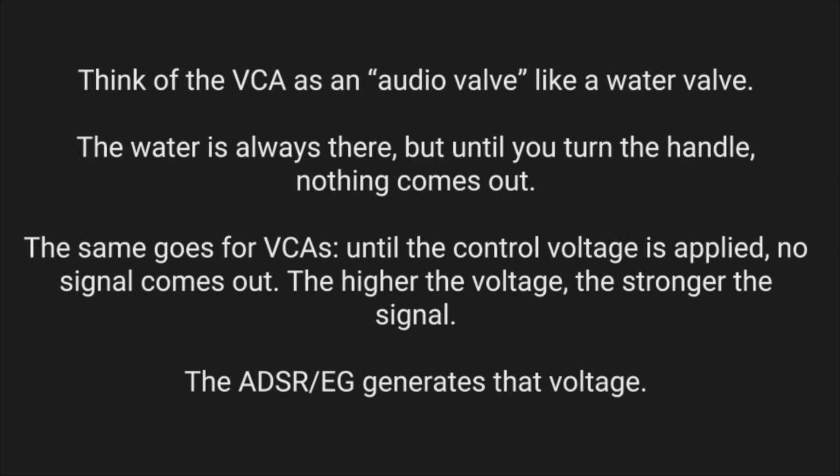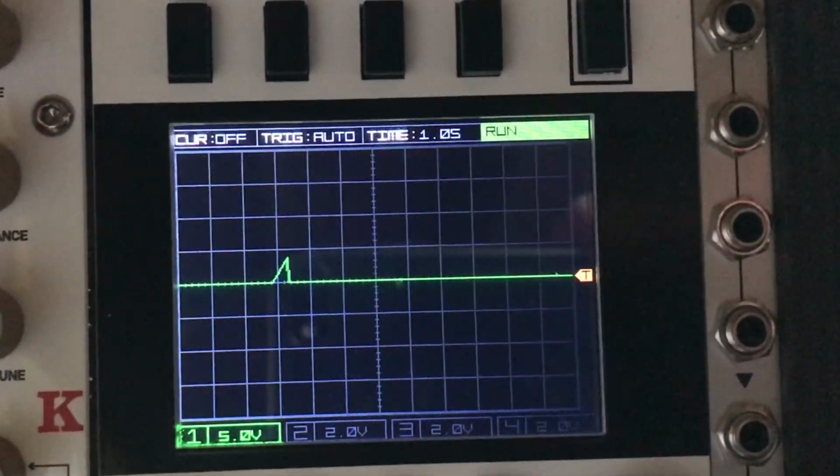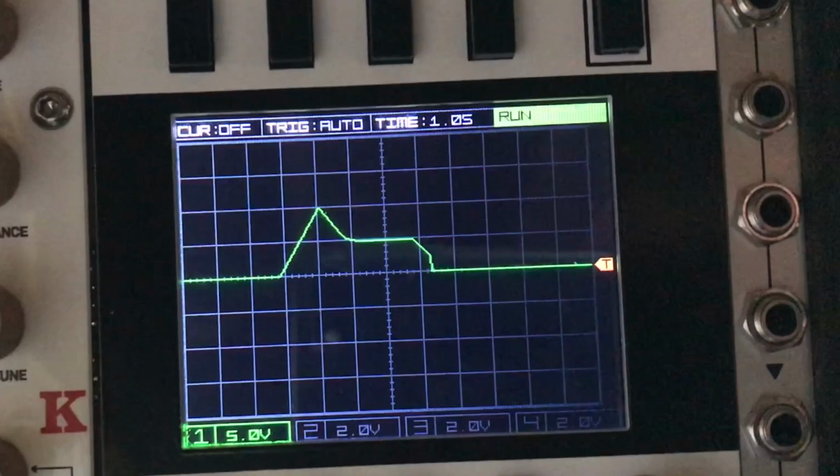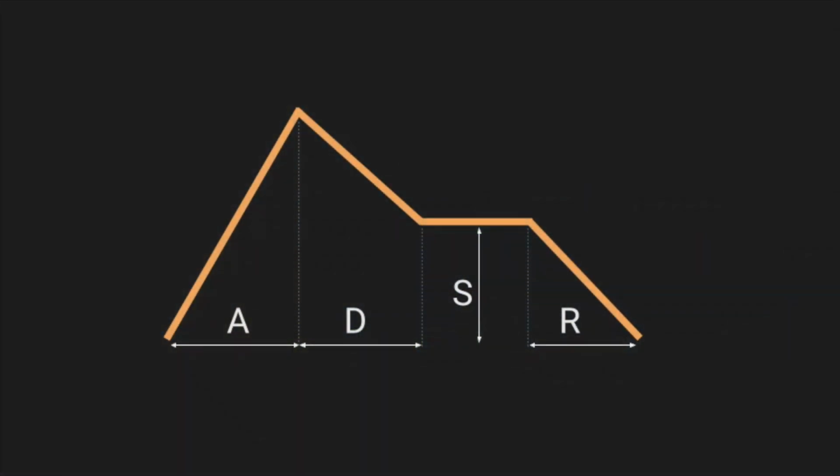So let's take a look at this on an oscilloscope. There we go. Attack, decay, sustain, release. I think one of the first pieces of confusion people often have with an ADSR is they think the letters all sort of refer to the same thing, and they're a little bit different. Three of them are about time, and one of them is about level.